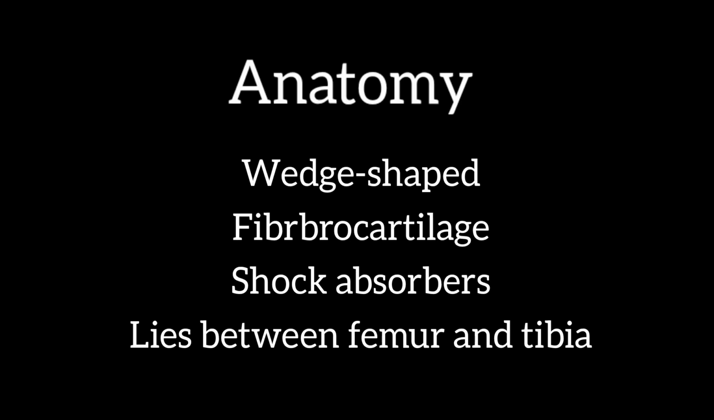What is the meniscus? We should know the anatomy of the meniscus first and then go to the injury and the tear of the meniscus. Well, menisci are two wedge-shaped pieces of fibrocartilage that act as shock absorbers between your femur and tibia. The menisci help to transmit weight from one bone to another and play an important role in knee stability.